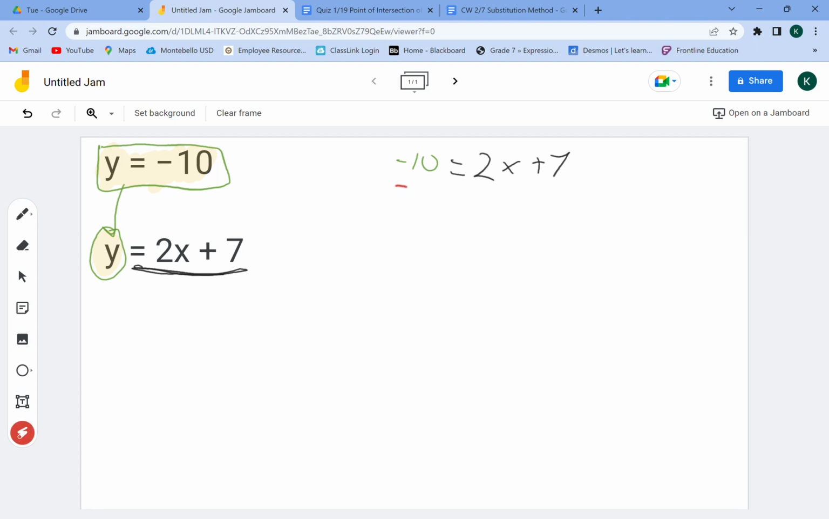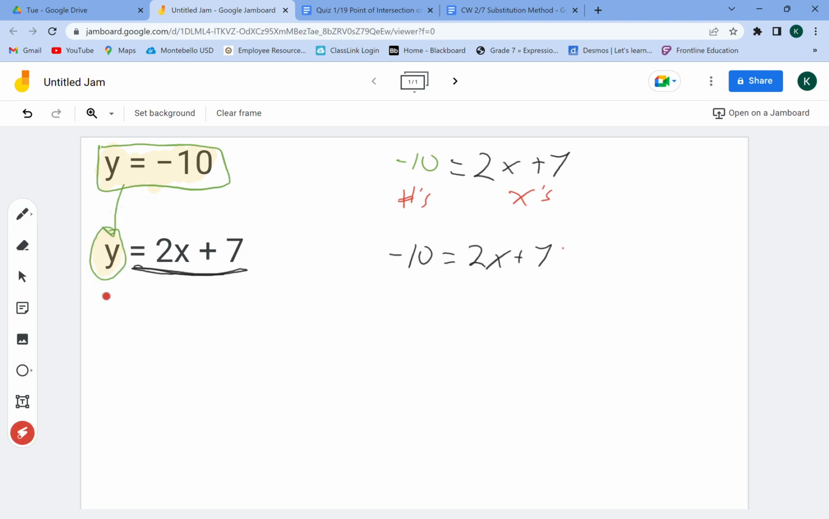Well, notice that I created a new equation where I only have one variable to solve for, which is x. So what I want to do is leave x by itself. So we do what we were doing before. I want the x's to be on the right side, since it's already there, and the numbers on the left side. Excuse the dog there. So then we have -10 is equal to 2x plus 7.